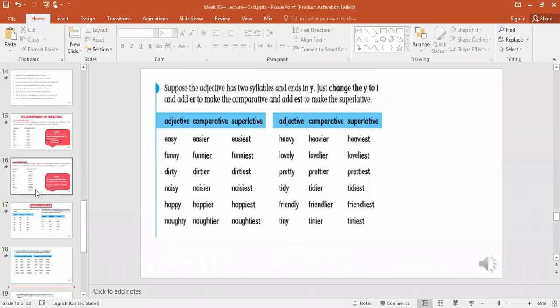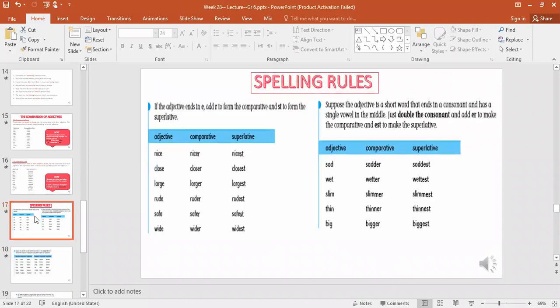Okay. Now we move to the spelling rules, meaning how we change these adjectives using the spelling rules. If the adjective ends with E, like nice or close or large or rude or safe or wide, in this case, you just add R and ST. Nice, nicer, nicest, close, closer, closest, large, larger, largest, and so on. These are the adjectives that end with E.